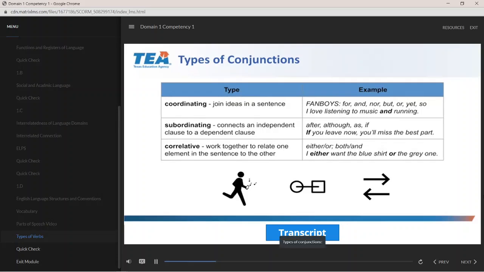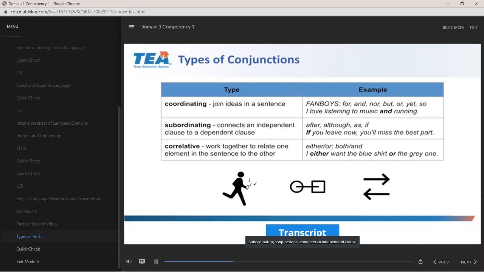Types of conjunctions. There are 3 types of conjunctions. Coordinating conjunctions join ideas in a sentence. Remember the FANBOYS examples from the parts of speech overview: for, and, nor, but, or, yet, so. And is the coordinating conjunction in the sentence, I love listening to music and running.